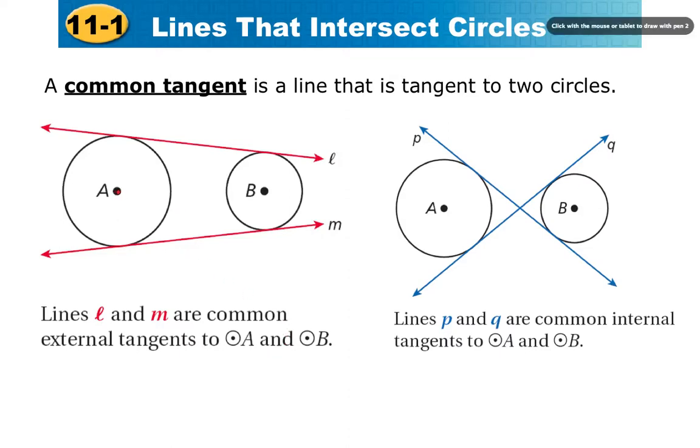Let me highlight something about these two definitions. If I was to connect the two centers of the circles, notice that the external tangents do not intersect this segment. Same idea, connect these two centers with this segment, and notice that these two tangents do intersect that segment. So there's a difference between external tangents and internal tangents.